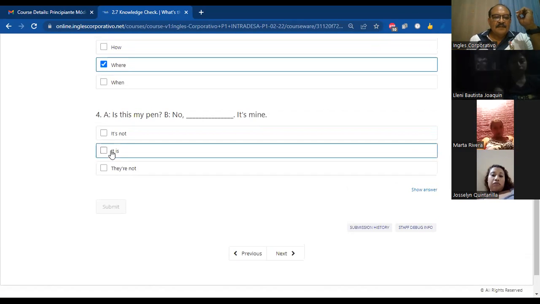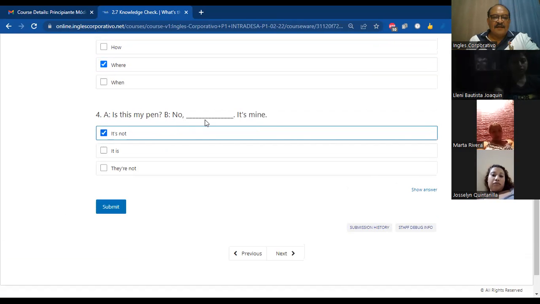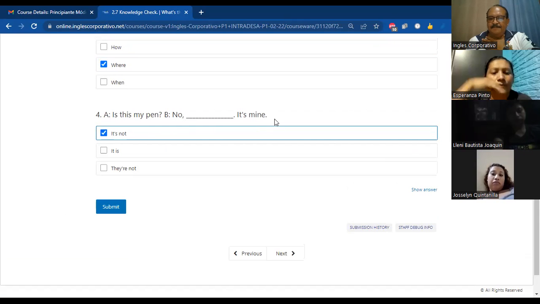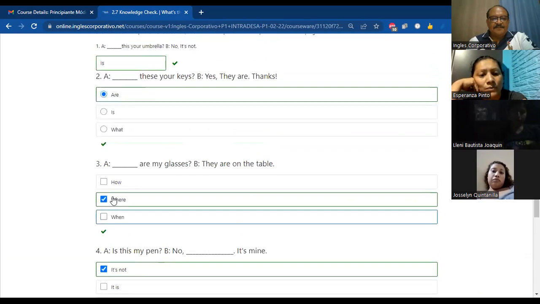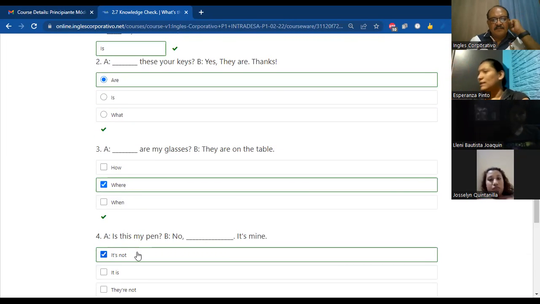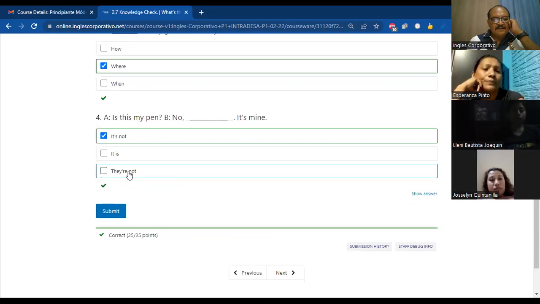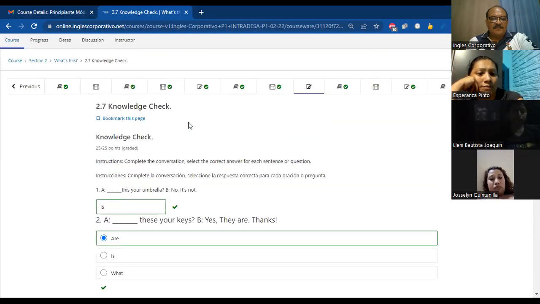Four, is this my pen? No. It's not. It's mine. Okay. And there you have is this. Questions with where is this? Okay, it is and they're not. Singular and plural. Okay, singular and plural. That's important.